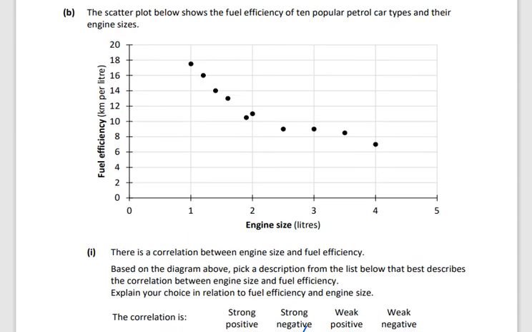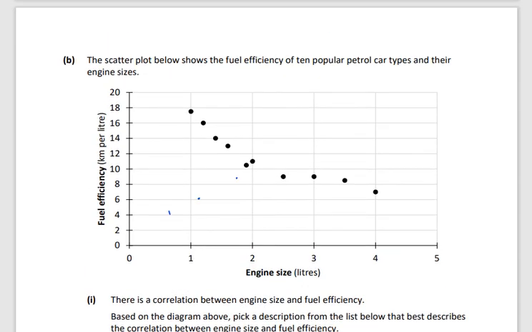So if the dots were all rising, for example, if they were going up from left to right, that would be a positive correlation. So they're not here.